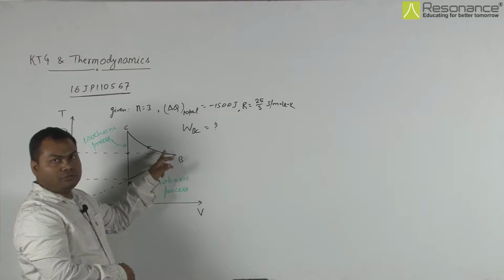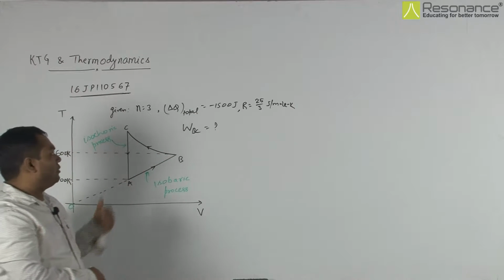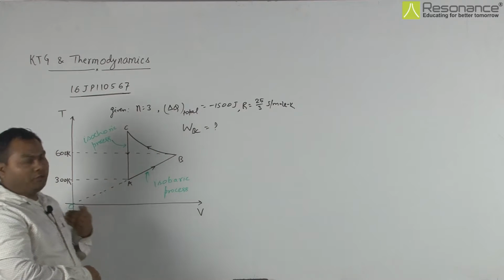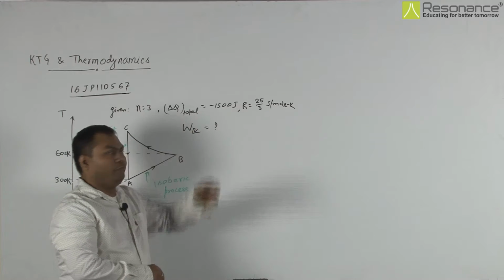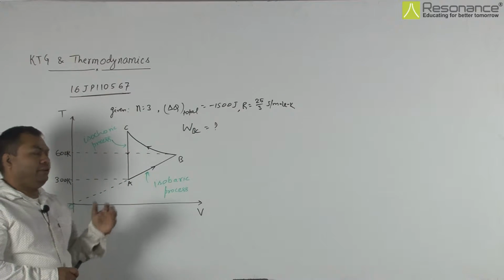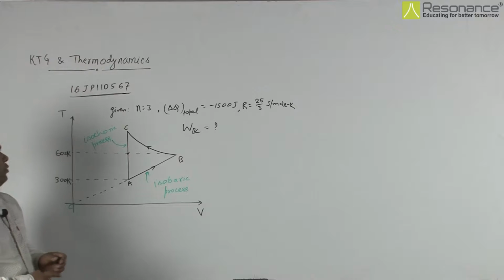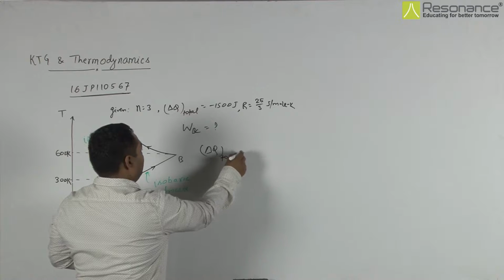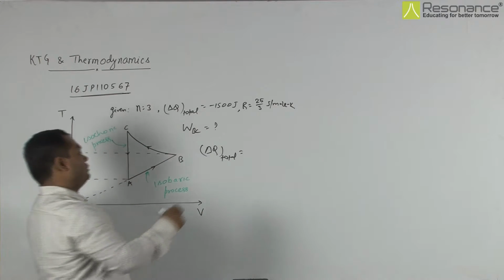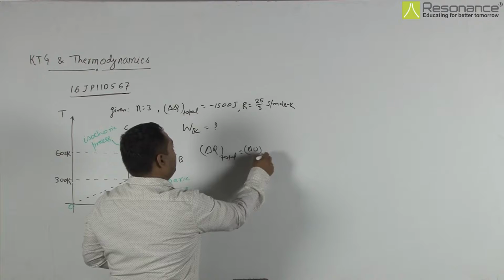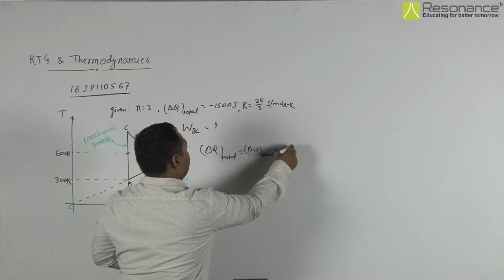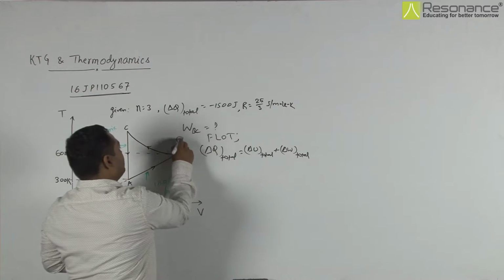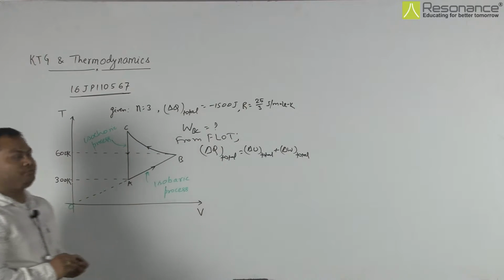It is asking to find work done from B to C, and it is given that in this process the total heat which is withdrawn from the system is minus 1500 joule, and in cyclic process we know delta Q total equals delta U total plus delta W total. Of course, this is from the first law of thermodynamics.